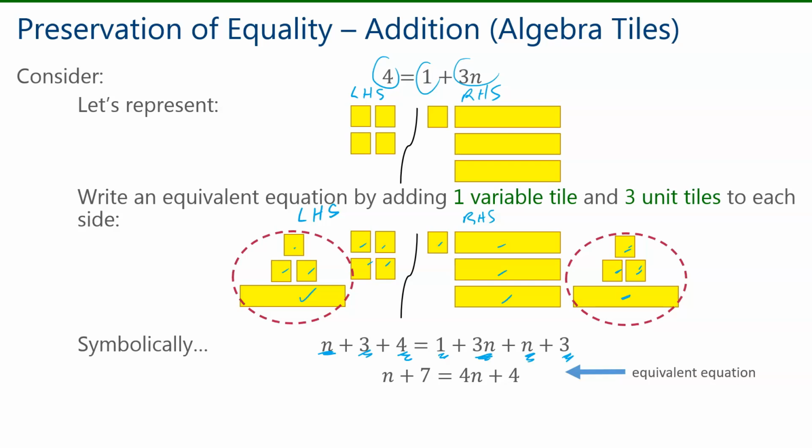If we were to solve, the solution that you would get for 4 equals 1 plus 3n would be the exact same value that would satisfy n plus 7 equals 4n plus 4. Your solution would be the same because the equations are equivalent.